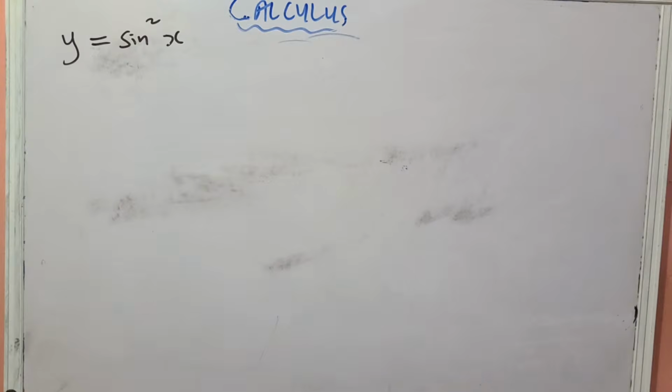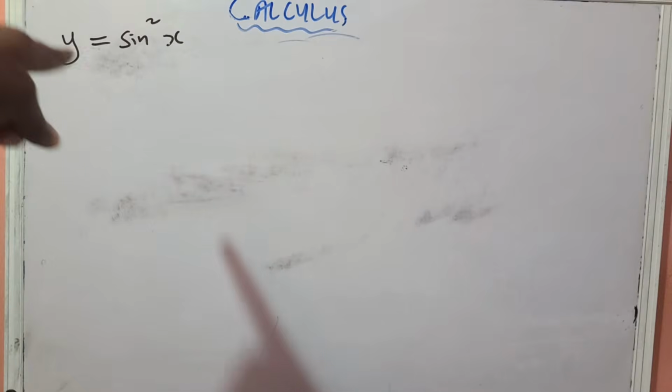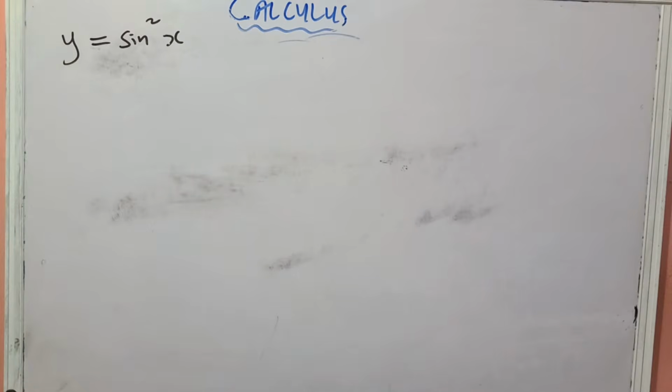So when you have y equals sine square x, before you go into using first principle, can you try and use the general rule? So how do you differentiate this using the general rule? Now, do you think there's an identity for this? I don't believe there's an identity for this. So how do you solve this using the general rule?